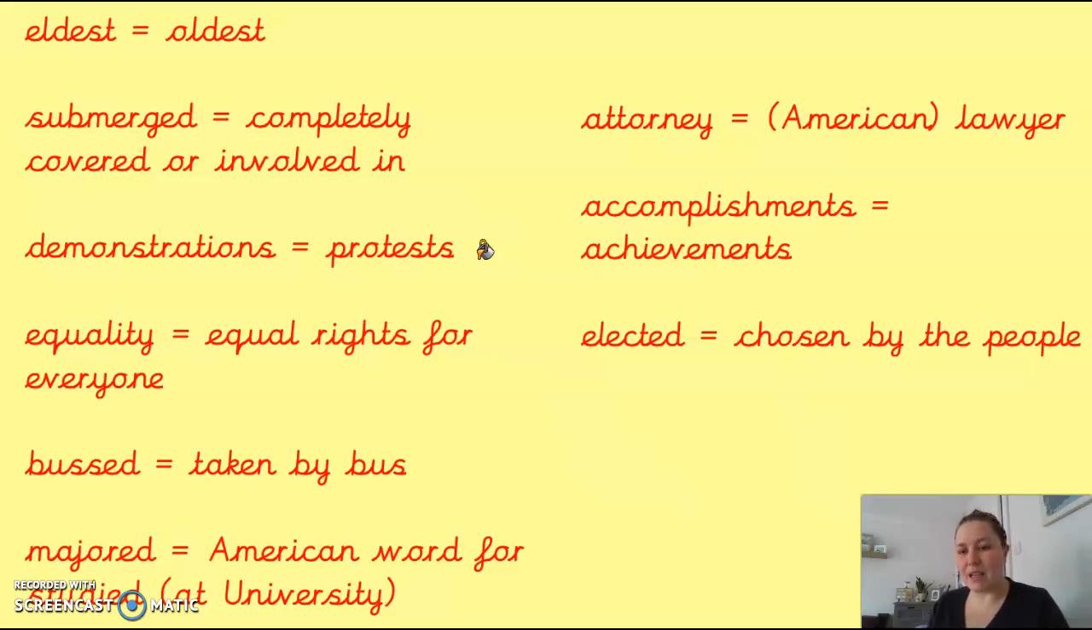We've talked about attorney already. It's an American word meaning lawyer. Accomplishments, achievements. It talks about what her proudest accomplishment is, best achievement in your life. And then elected. So elected means chosen by the people.